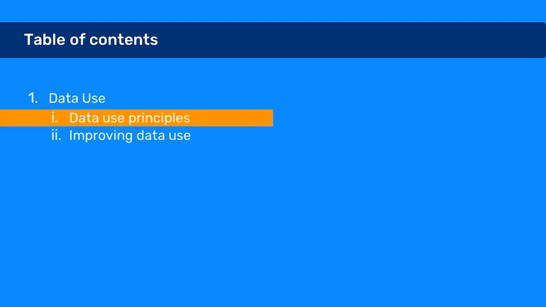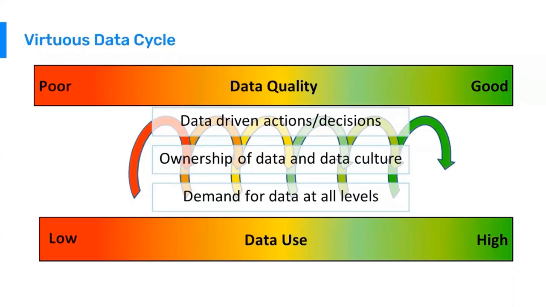Starting with data use principles. When we think about data use, one thing that we need to come back to is what we call the virtuous data cycle. This illustration describes how data quality is connected to data use. We see on the left side of the screen, in the red, we have poor data quality and low data use. As we improve data quality, we can also improve data use. Data use and data quality are mutually dependent on one another.